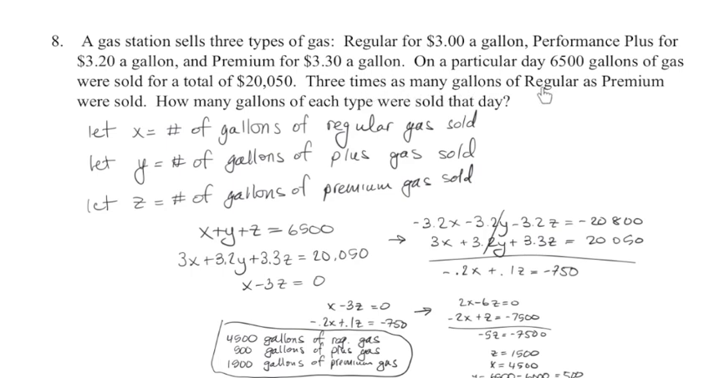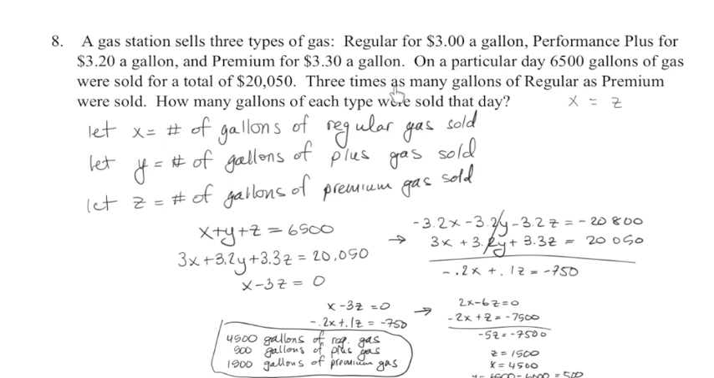Now, this next statement here: 3 times as many gallons of regular as premium. Regular was defined as x. Premium was defined as z. So this statement connects x to z. What it's saying is, if we have x and z, right now it is not true that they're equal to each other. The number of gallons of regular is not equal to the number of gallons of premium.